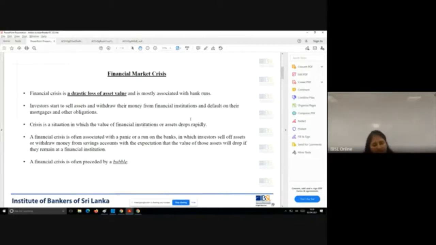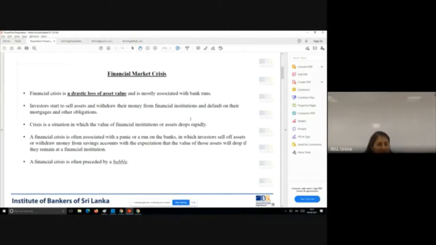Some kind of asset, it could be equity, debt, loses its value, but in a drastic manner. Assume in a single day, it loses 50% in value. Then you refer to it as a financial crisis. Usually a financial crisis is associated with a bank run.